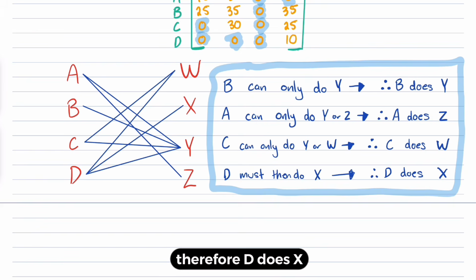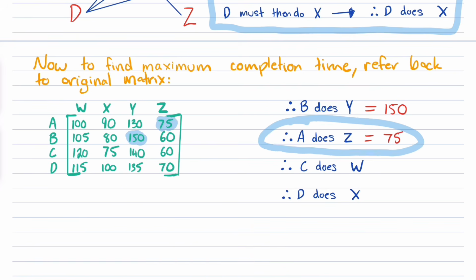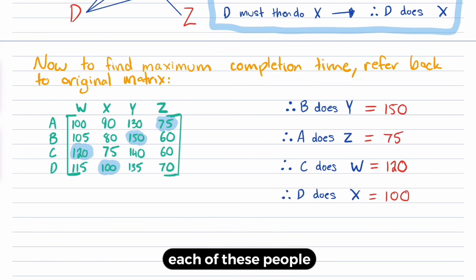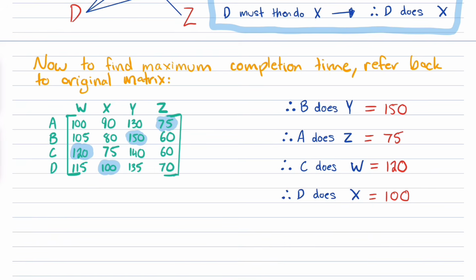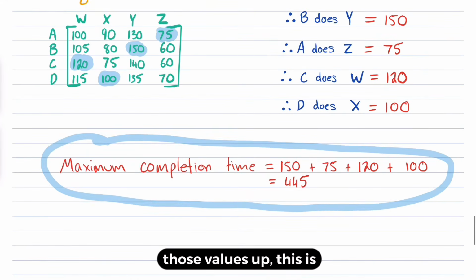Therefore, D does X. So now what I need to do is find the maximum completion time by referring back to the original matrix right at the beginning. And all I've done here is write down the time it takes for each of these people to complete the job that has been assigned to them. So we've got 150, 175, 120, 100. And now if I add all of those values up, this is what I get, 455, which represents the maximum completion time.